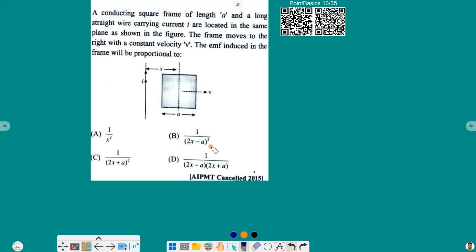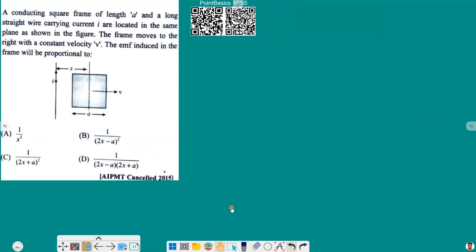A conducting square frame of length A and a long straight wire carrying current I are located in the same plane, as shown in the figure. The frame moves to the right with constant velocity V. The induced EMF in the frame will be proportional to what? So we have to find the induced EMF. Now let's name the sides of the square: A, B, C, D. Now we know that induced EMF is given by B dot L cross V. This is the formula for induced EMF.